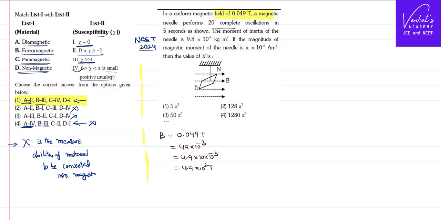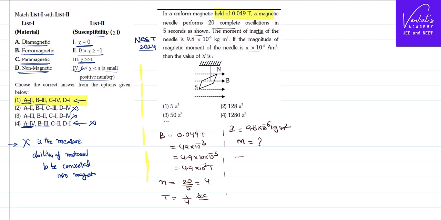It performs 20 oscillations in 5 seconds. Frequency is the number of oscillations per second, that means 20 by 5, that is 4 Hz. If frequency is 4, time period will be 1 by 4. That means it takes 1 by 4 seconds to complete one oscillation. The moment of inertia is further given, I, as 9.8 into 10 power minus 6 kilogram meter square. What is the magnitude of magnetic moment?